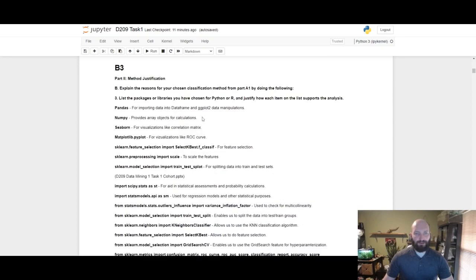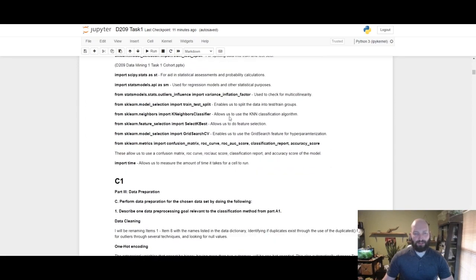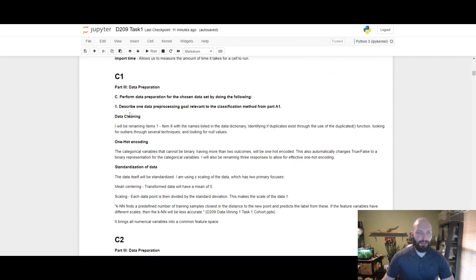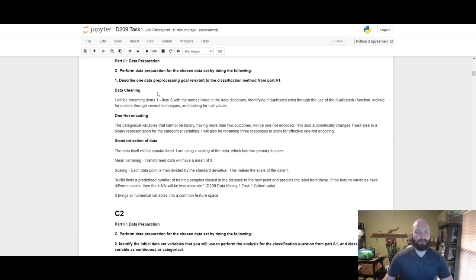And these are the libraries I utilized, with the descriptions of why I used them. I describe one data preprocessing goal relevant to the classification method. Data preprocessing is kind of an umbrella, and I didn't feel it was appropriate to select just one, so I have a few in here that I did.